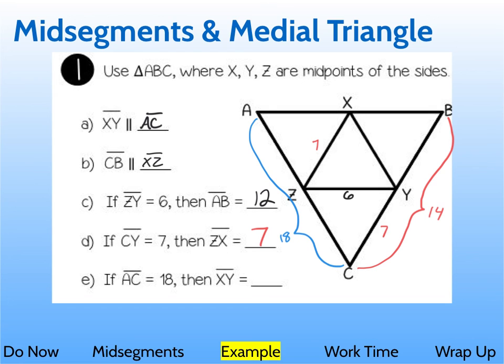All right, so now this one says AC is 18, and it wants to know, what is XY? Well, XY is half this entire thing right here. This entire thing's 18, so half of that would, of course, be 9.